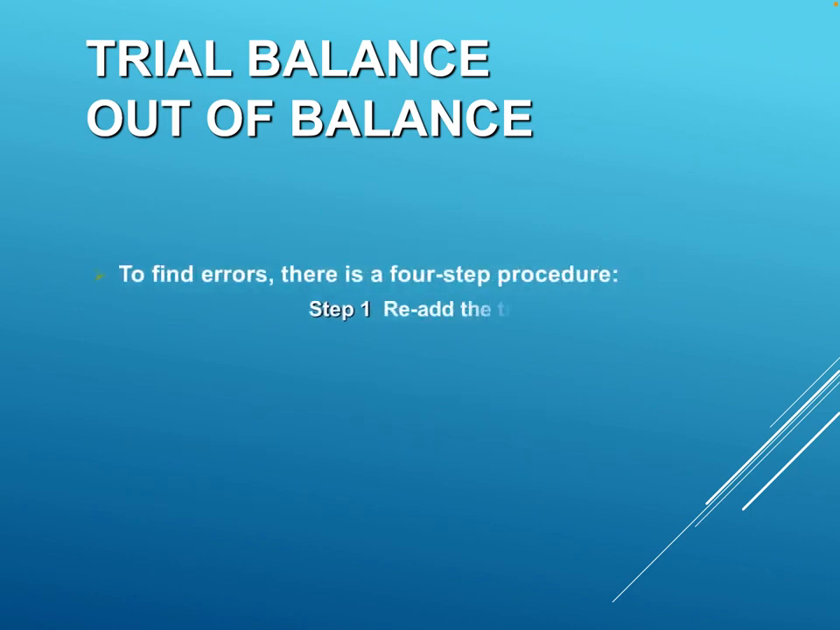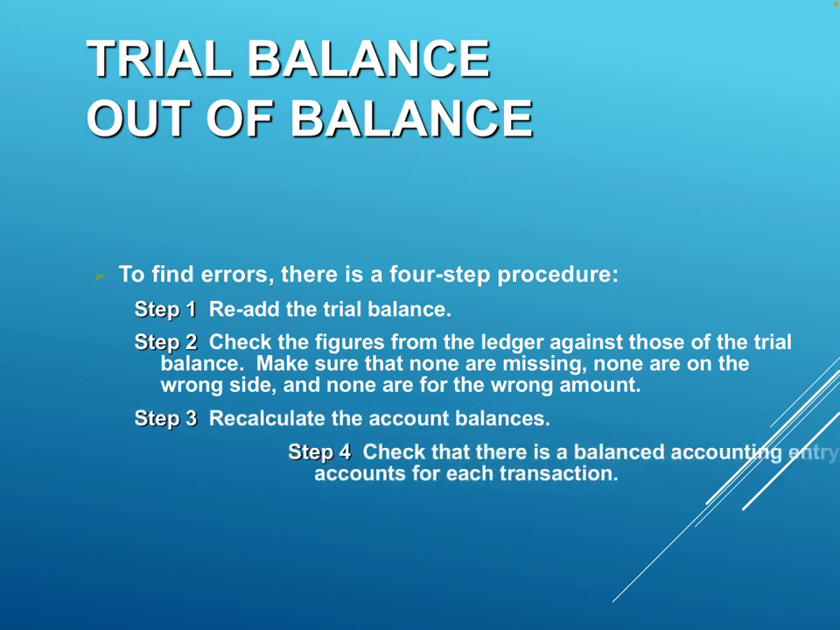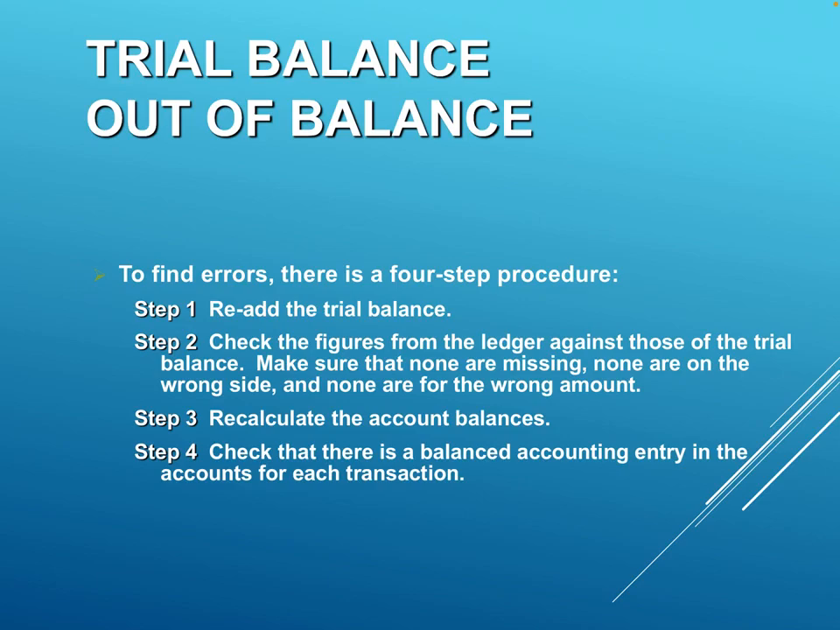To find errors, we use the 4-step procedure of re-add the trial balance, check the figures from the ledger against those of the trial balance, making sure that none are missing, none are on the wrong side, and none are for the wrong amount. And so this is often just human error. Recalculate the account balances, and check that there's a balanced accounting entry in the accounts for each transaction.